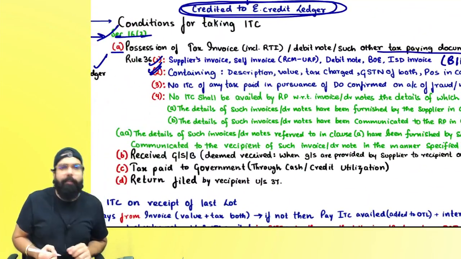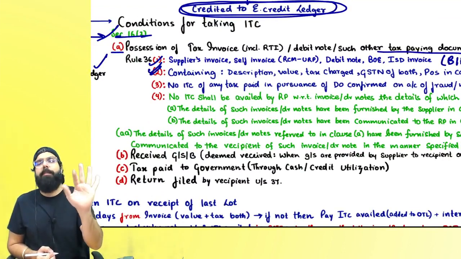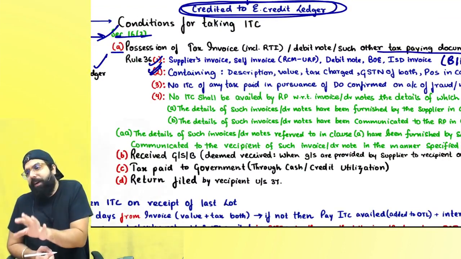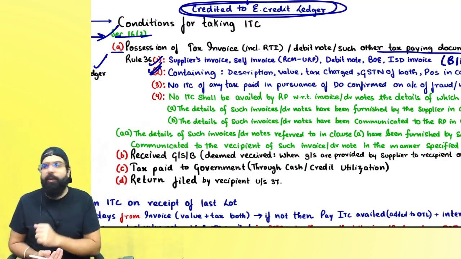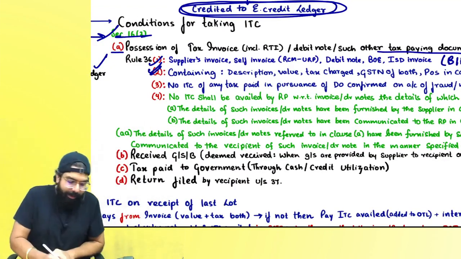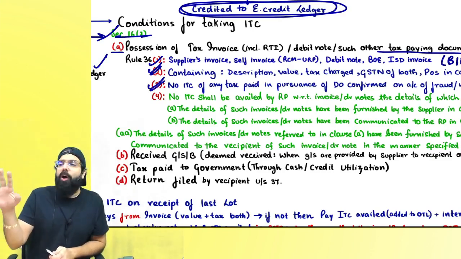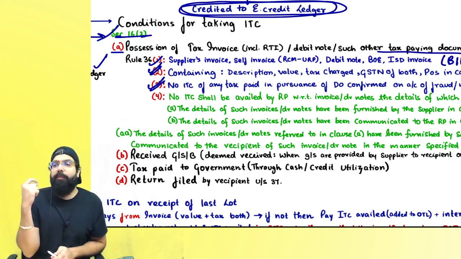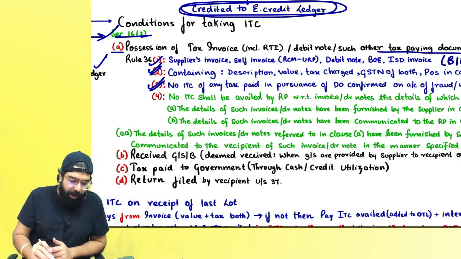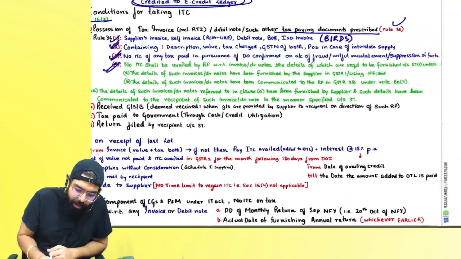Rule 36 sub rule 2 says description, value, tax, GSTN number and place of supply should be there. In case of interstate supply, place of supply should be there in your invoice or document, only then you can take the credit. Rule 36 sub rule 3 says you will not get the credit of that tax which is paid in case of a demand order confirmed on account of fraud, willful misstatement or suppression of fact. Rule 36 sub rule 4 has been newly inserted. Everyone, what does it say?